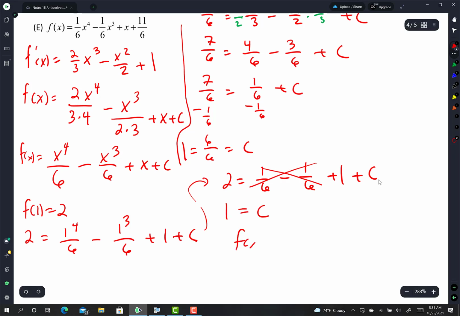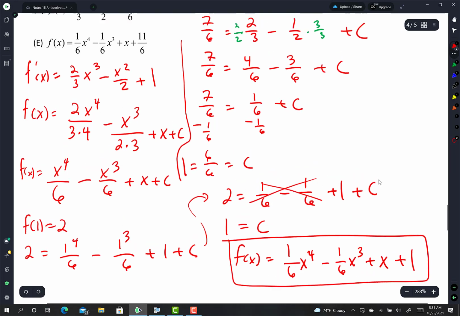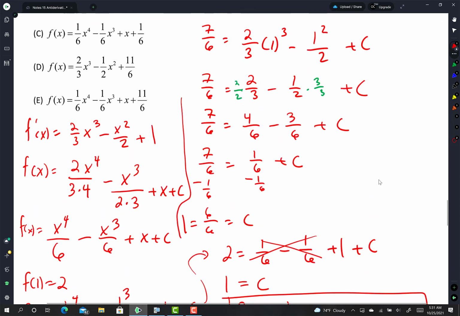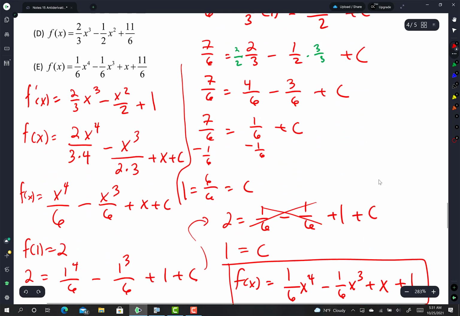So finally, what's my function? 1/6 x to the 4th minus 1/6 x to the 3rd. You can put the x to the 4th and x to the 3rd in the numerator. It is on top, but I just like to put it on the side there. Plus x plus 1. It was kind of tough, a little bit, but not too extreme. 1/6 x to the 4th minus 1/6 x to the 3rd plus x plus 1.